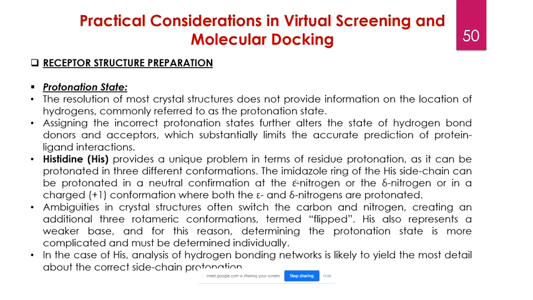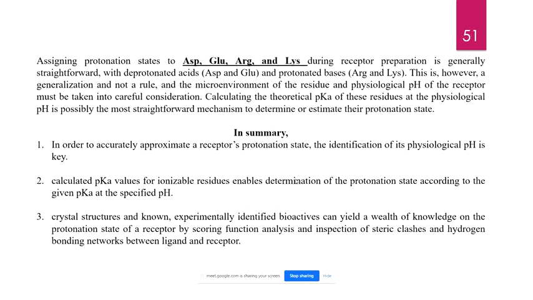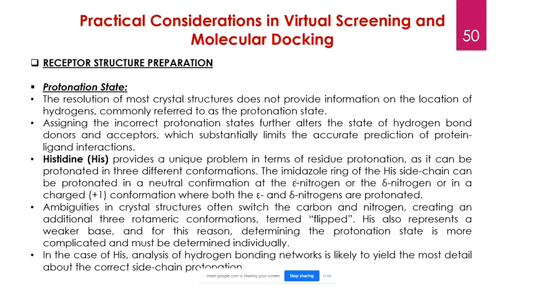First is actually the histidine molecule, or the aspartic acid, or the glutamic acid, or lysine. They have multiple protonation sites. For example, histidine alone can be protonated in 3 different conformations. It can have a protonation state at the epsilon nitrogen, or in the delta nitrogen, or it might be protonated at both epsilon and delta nitrogen.